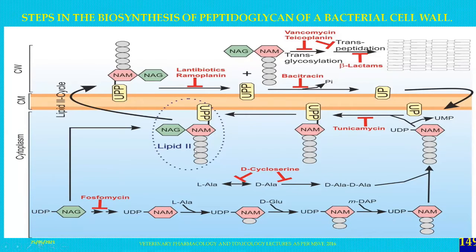Then lipid 2 is formed with N-acetyl muramic acid, N-acetyl glucosamine and UPP. So all these are going to form the cell wall and are inhibited by a variety of proteins. Hope yesterday you understood this, and now we'll proceed.